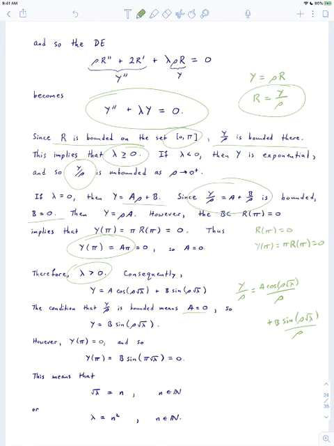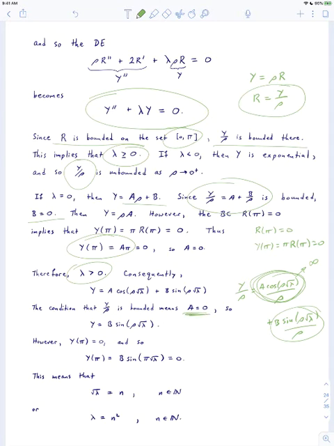Now what do we know about this? Well, as rho goes to 0, this term is finite, but this term goes off to infinity as rho approaches 0 from the positive side, which it is, because rho is the distance from the origin. So as rho is approaching 0 from the positive side, this thing is blowing up. So that means in order for y over rho to be bounded, a has to equal 0.